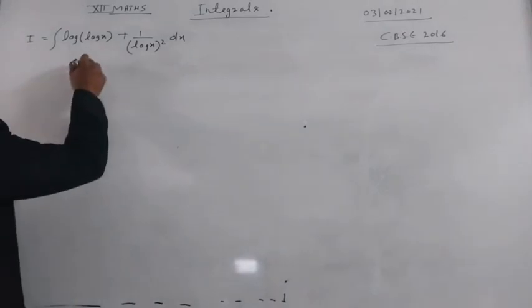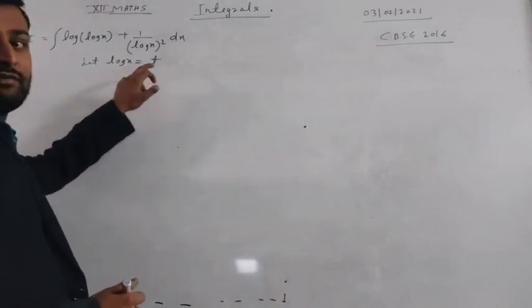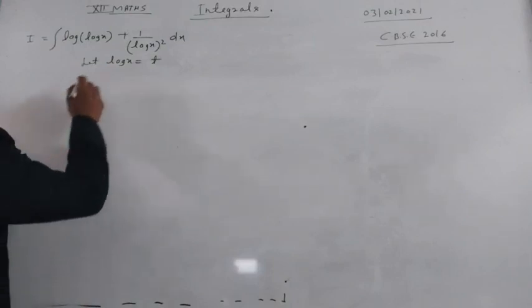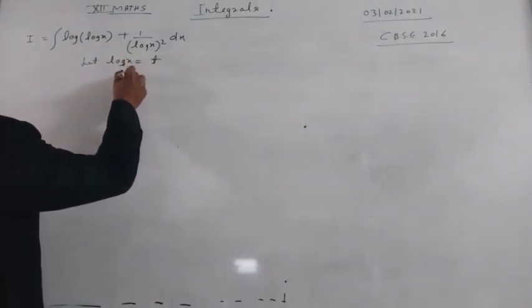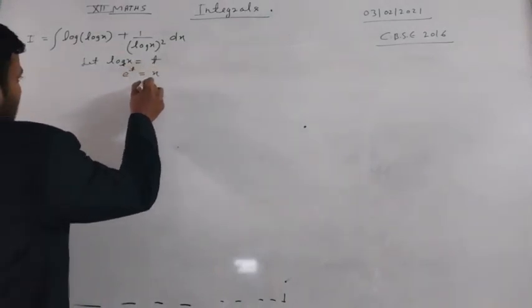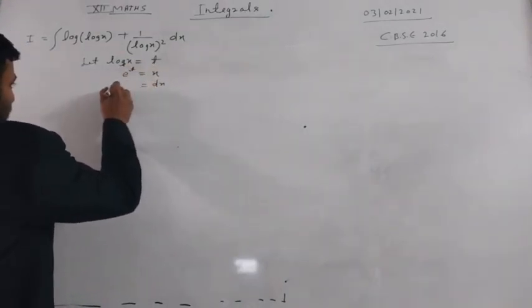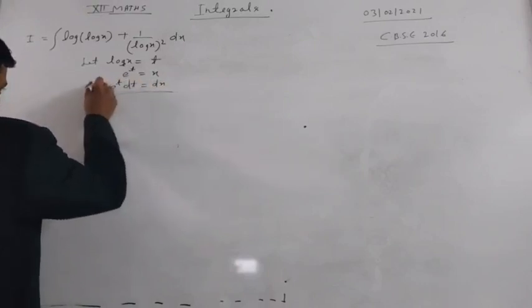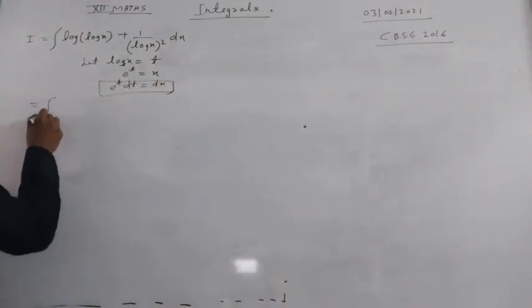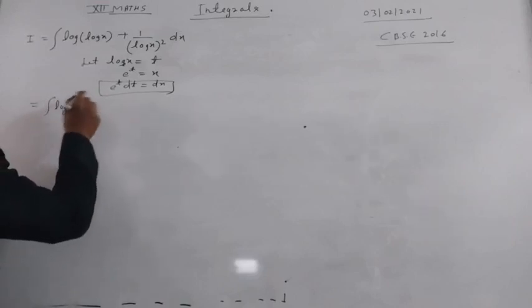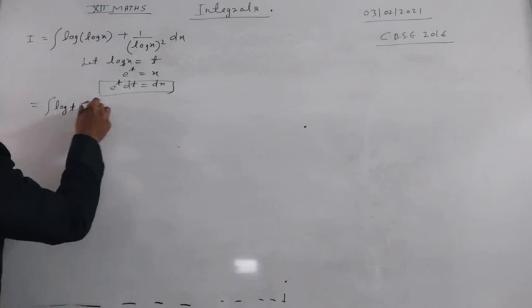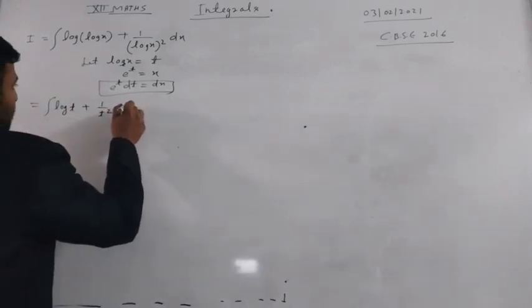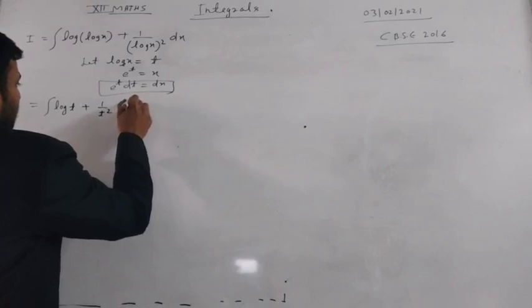So let us suppose that log x is equal to t. Then we can write e to the power t is equal to x, so dx is equal to e to the power t dt. We can replace log x with t, giving 1 by t square, and e to the power t.